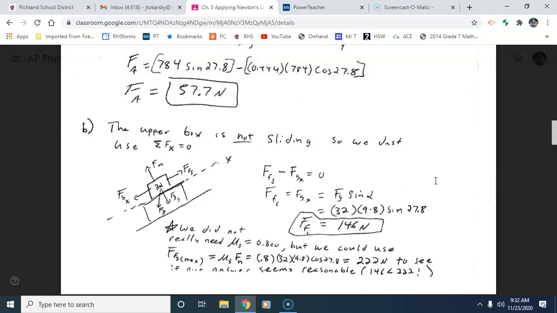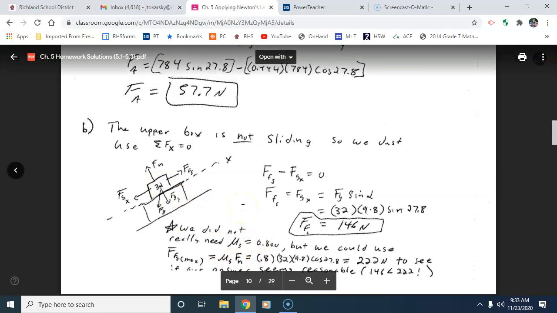Had I done the incorrect thing, let me find the normal force here, just for comparison reasons. The normal force is the weight, 32 times 9.8, times the cosine of the angle of 27.8 degrees. And that times 0.8. Okay, so if I made the mistake of finding the max when we weren't at the place where it was just about to slide, I would get almost 222 newtons.